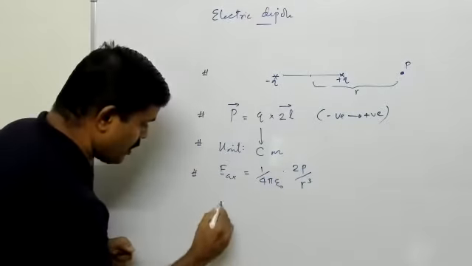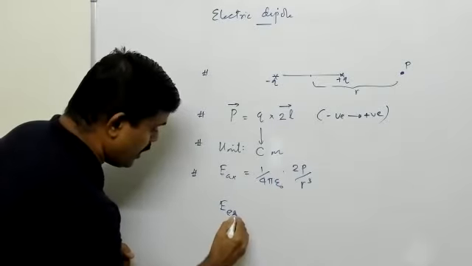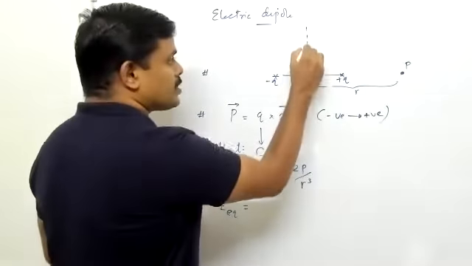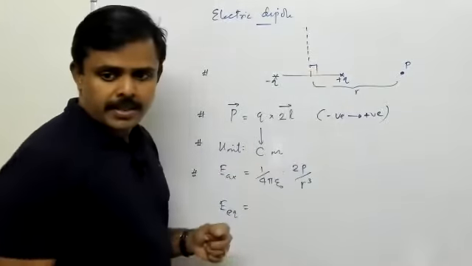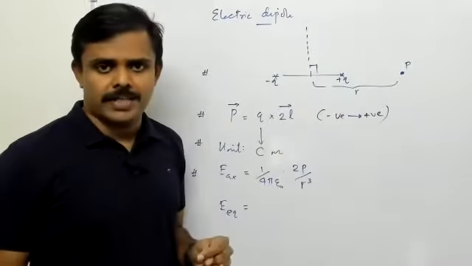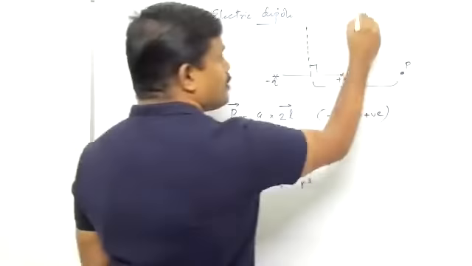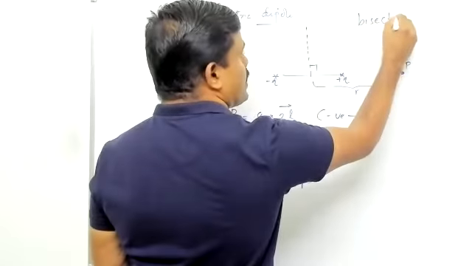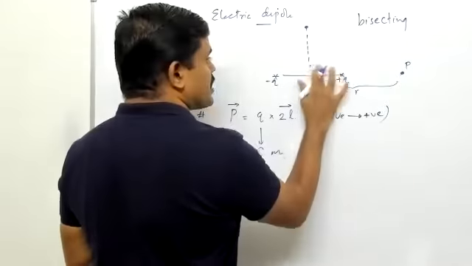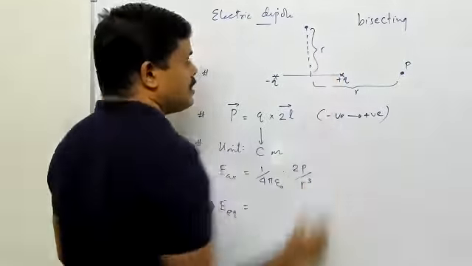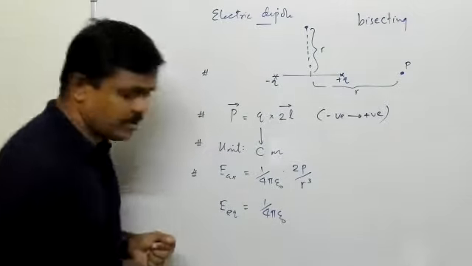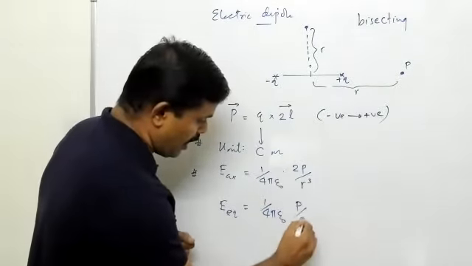This is axial point. Then there is one more point called equatorial point. What is equatorial point? You draw a bisector to this, perpendicular bisector. Look at that. It is perpendicular. At the same time, it is bisecting the dipole. Bisecting means what? Bisecting means dividing into two, perpendicular bisector. And at this point, which is again at a distance of r, the electric field is given by half of this, 1 by 4 pi epsilon 0 into p over r cube.